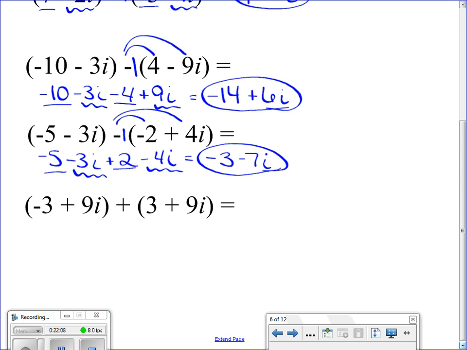All right, and the last one. Parentheses necessary? No. So I can just put my like terms together, right? What do we get? 18i. Yeah, because if you look, -3 plus 3 cancels. 9i plus 9i is 18i. Good. Questions, adding and subtracting, when to distribute a negative or not? Good there? Awesome.